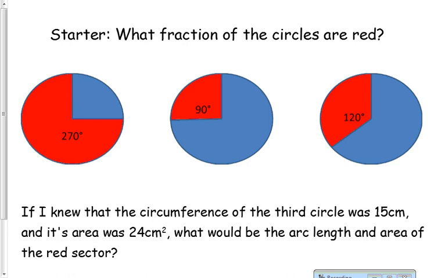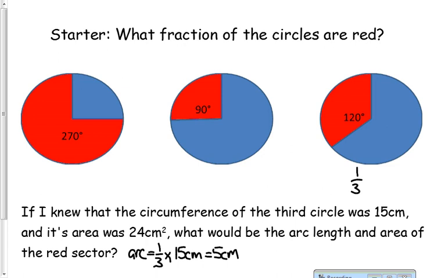For my third example, so if I knew that the circumference of the third circle was 15 centimetres and its area was 24 centimetres squared, what would be the arc length and the area of that red sector? So remember with this one, we said that 1/3 of the circle had been shaded red. So for the arc length, it's going to be 1/3 times the circumference, which was 15, which is going to be 5 centimetres.